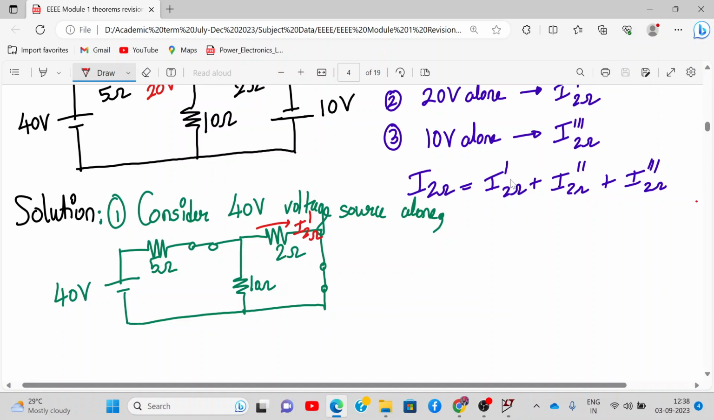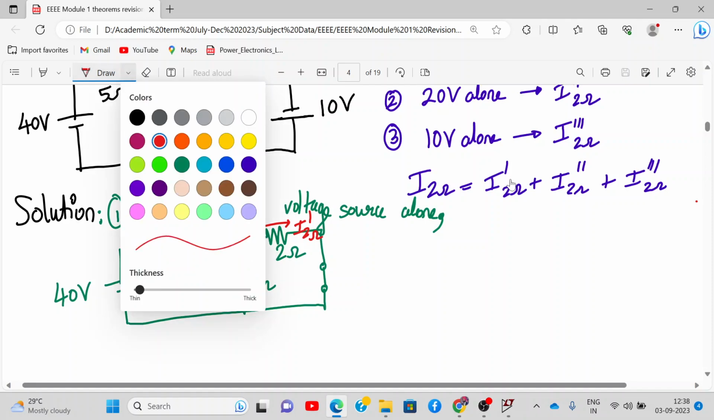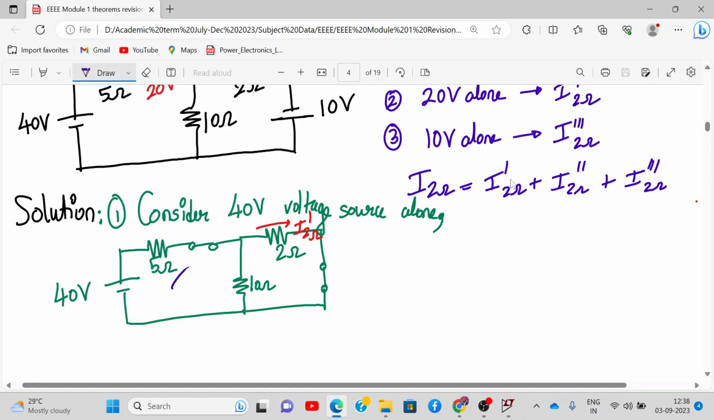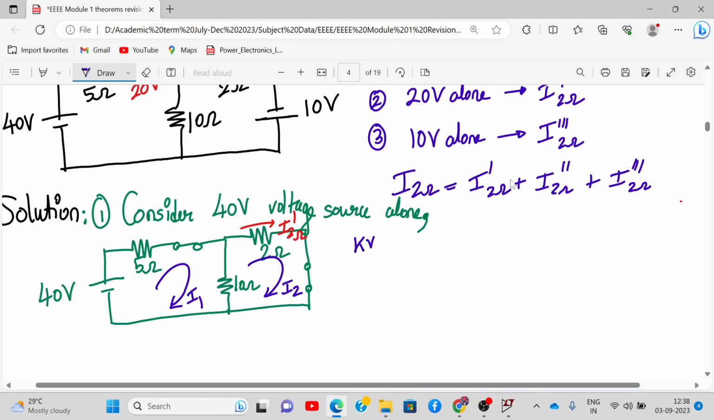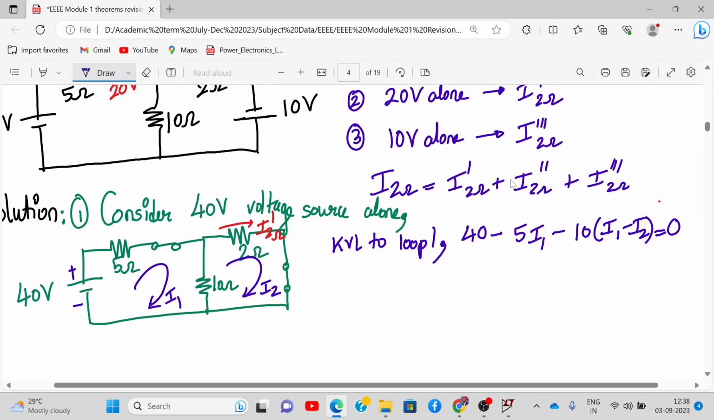Now we can easily apply. What students do mistake is they see this 10 ohm and 2 ohm are in parallel and they convert it. No, you cannot convert it because you need to find the current through this 2 ohm. So 2 ohm will remain as it is. Which analysis will we apply? Mesh analysis, right? I1 and I2. You can easily write now mesh analysis. So let's write it further. KVL to loop 1, so what you will write? 40 minus 5 I1 minus 10 times (I1 minus I2) is equal to 0. Got it? Did you understand how we write this?